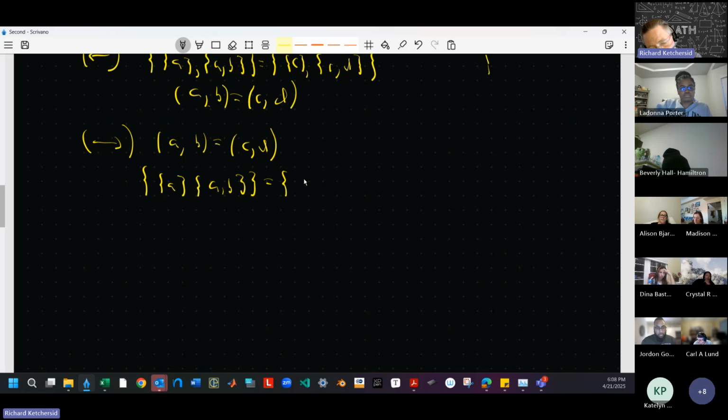This is, again, just the definition of the ordered pair at the moment. And as soon as we show it satisfies what we want ordered pairs to satisfy, we can use it, right? So then we're game to use it.